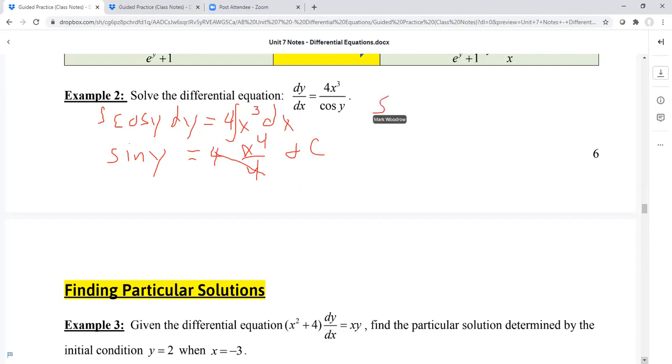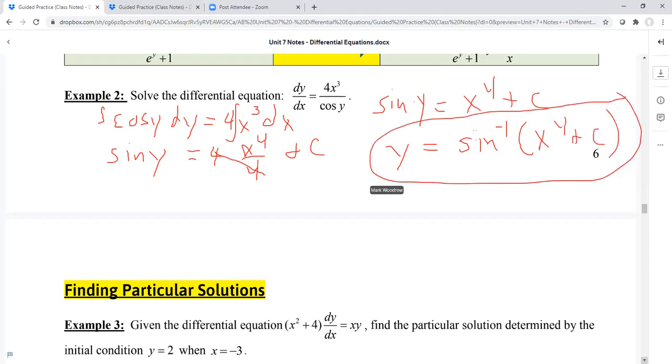So now we have sine y is equal to x to the 4th plus some c. And we got to get that y all by itself. So the way to get rid of the sine is to do inverse sine on both sides. So y is going to equal the inverse sine, or arc sine, if you want to write the word arc sine out there, of x to the 4th plus c. And that right there is going to be our solution.